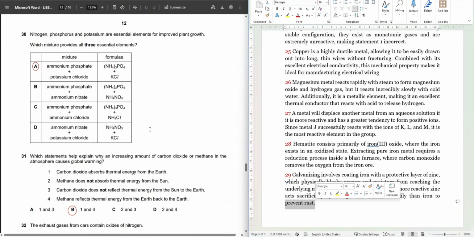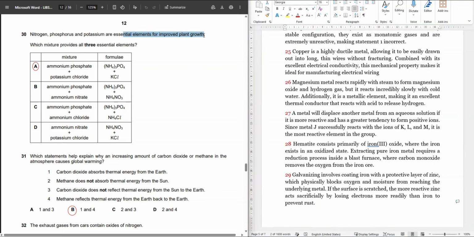Question number 30. Here it says nitrogen, phosphorus, and potassium are essential elements for improved plant growth. Which mixture provides these three essential elements? Our answer choice is ammonium phosphate plus potassium chloride. Ammonium phosphate plus ammonium nitrate, option B, is wrong. Ammonium phosphate plus ammonium chloride also is not correct. And ammonium nitrate and potassium chloride also is not correct. So our answer is ammonium phosphate plus potassium chloride.